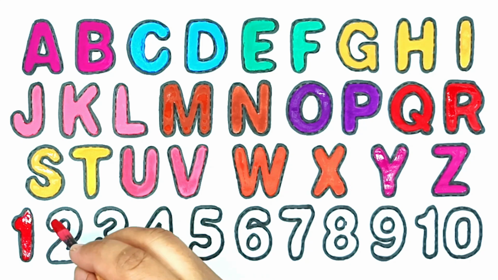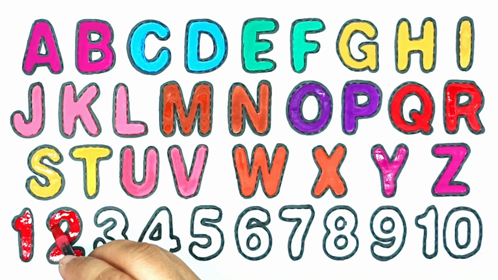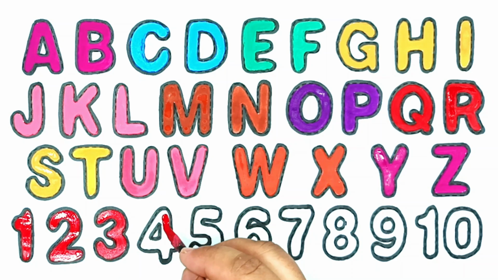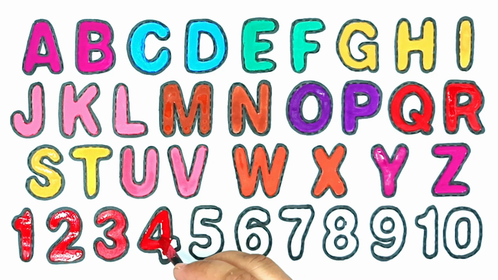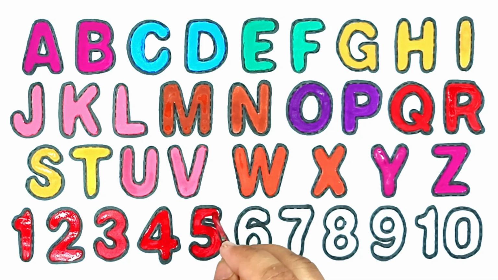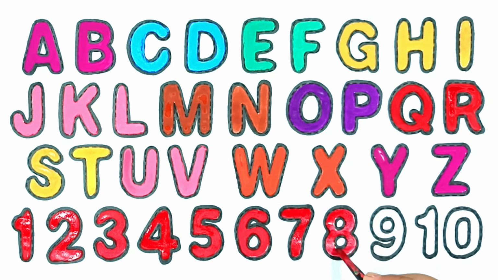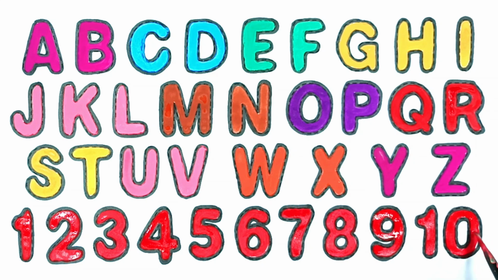1 cat sleeps. 2 birds fly. 3 dogs play. 4 cars go. 5 flowers bloom. 6 kids laugh. 7 butterflies dance. 8 monkeys jump. 9 fish swim. 10 balloons pop.